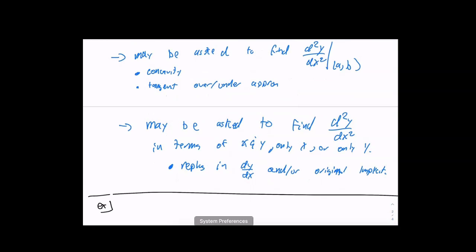Any more time to write? I'll take silence as a no.